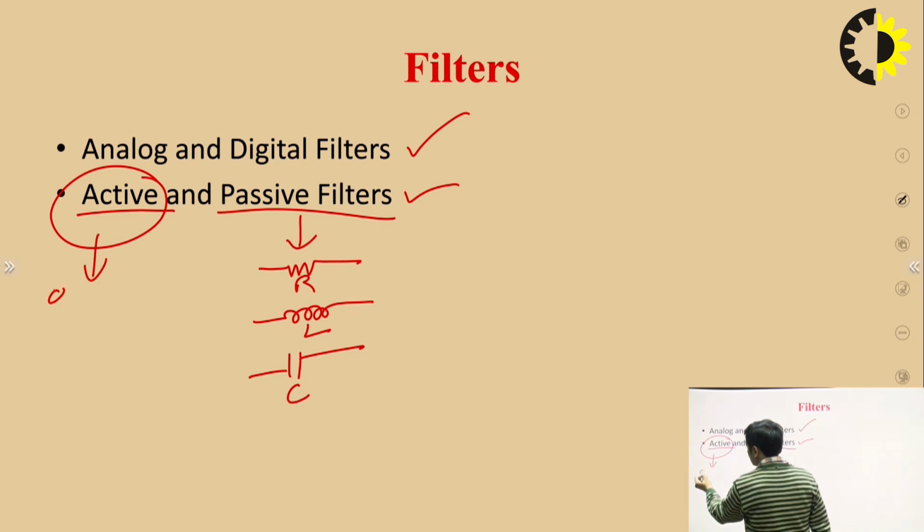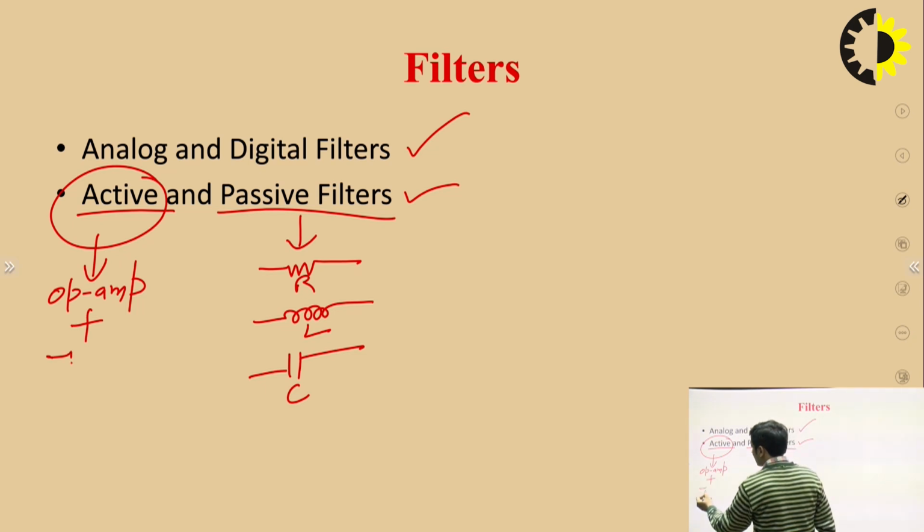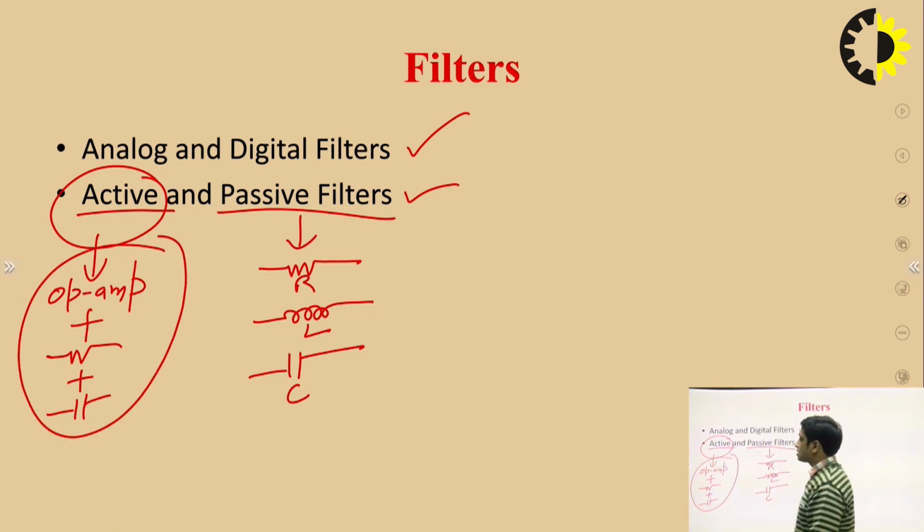And in case of active filters, it utilizes an active element, the op-amp. But along with the active element, there are passive elements also, resistor and capacitor. So active filters consist of an op-amp as an active element, along with two additional passive elements, resistor and capacitor. This is just the components required to design active and passive filters.